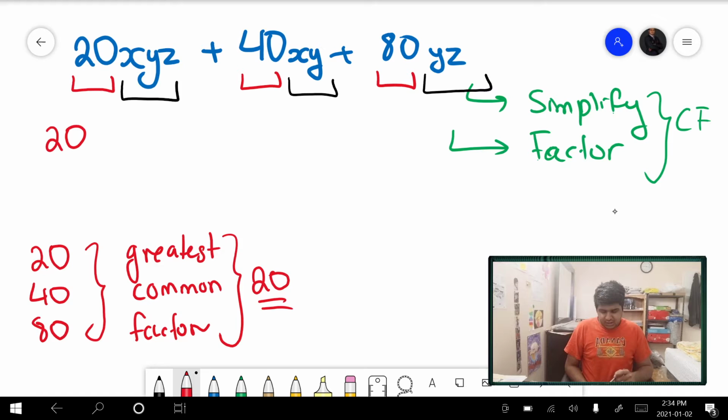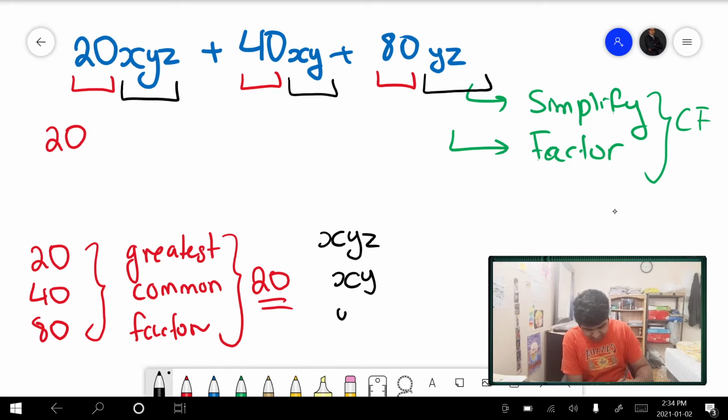Now, let's go through a similar process, but let's do it for the variables. So we have here xyz, we have here xy, and we have here yz, right? Now, what is the common factor between all of these variables?